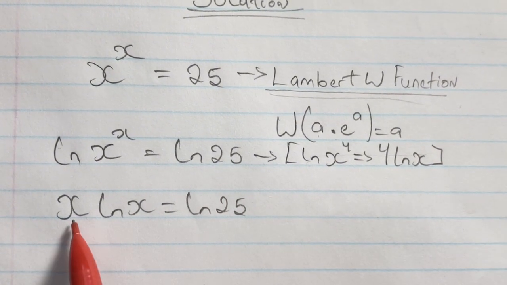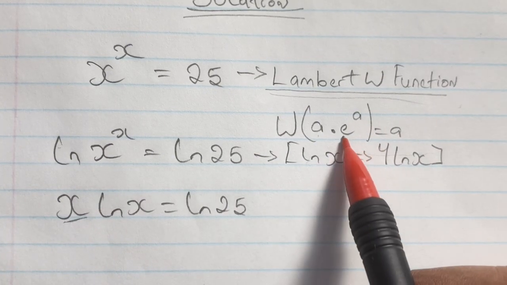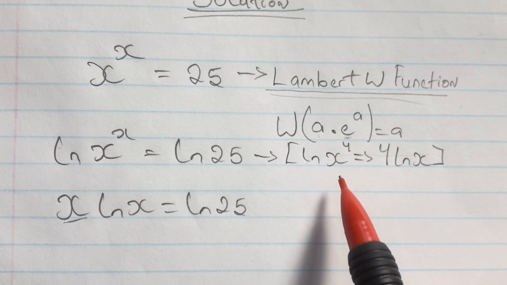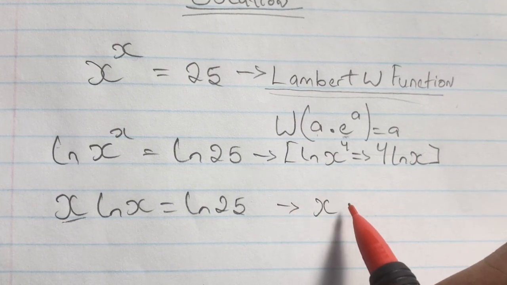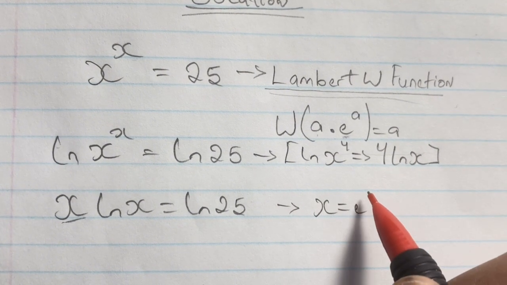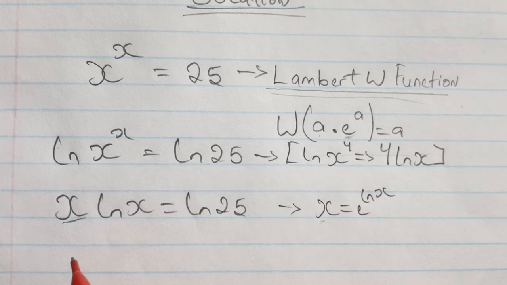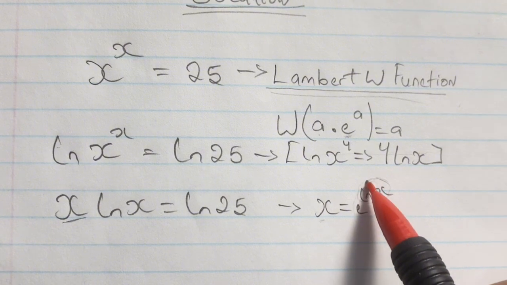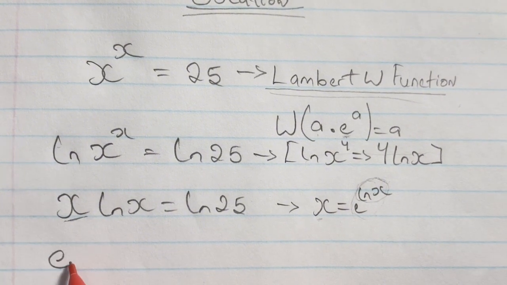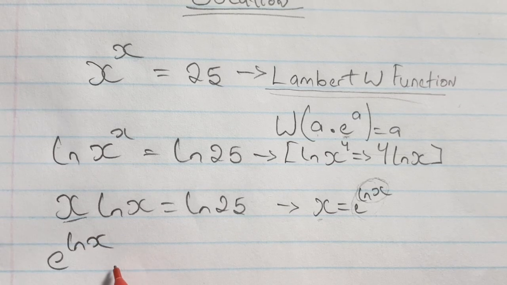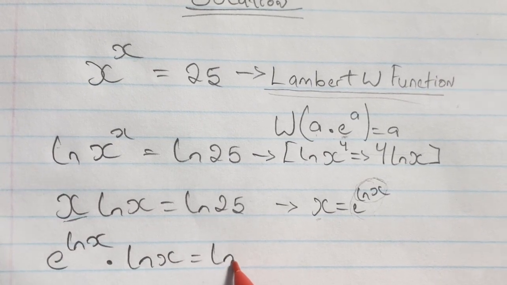And now from here we write x in the form of e, in order for it to reflect our e in this expression. And so to do this, in writing any number in the form of e, we say e to the power of ln that number. So in this case, x is equal to e to the power of ln x. So we'll be replacing x with e to the power of ln x. So then we have e to the power of ln x, which is actually x, times ln x is equal to ln 25.